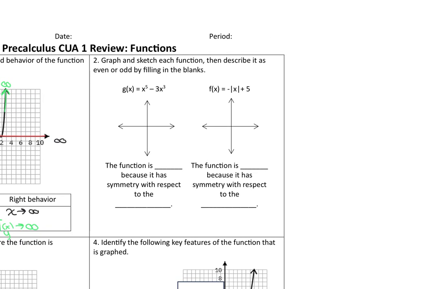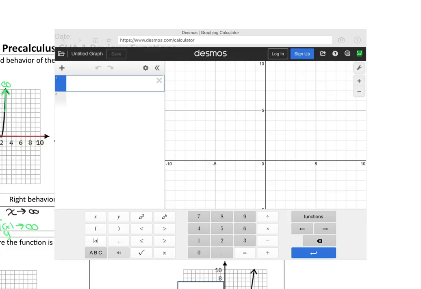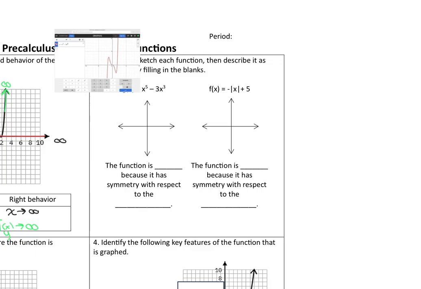Number 2 says graph and sketch each function, then describe it as even or odd by filling in the blanks. So I'm going to add Desmos. You have a calculator. I'm going to go to Desmos and type in y equals x raised to the 5th minus 3x to the 3rd. And then this graph is what I'm going to copy down onto my picture. So I'll make this small for a second, and I'm going to copy that down.